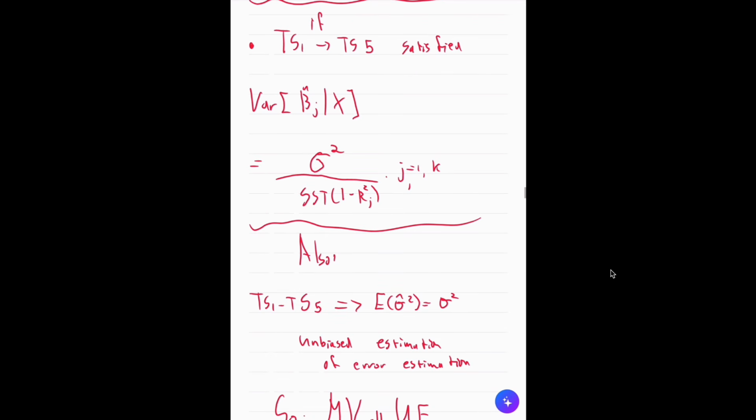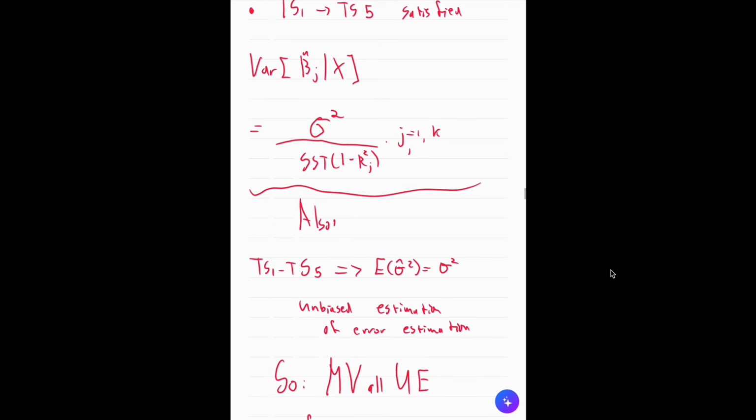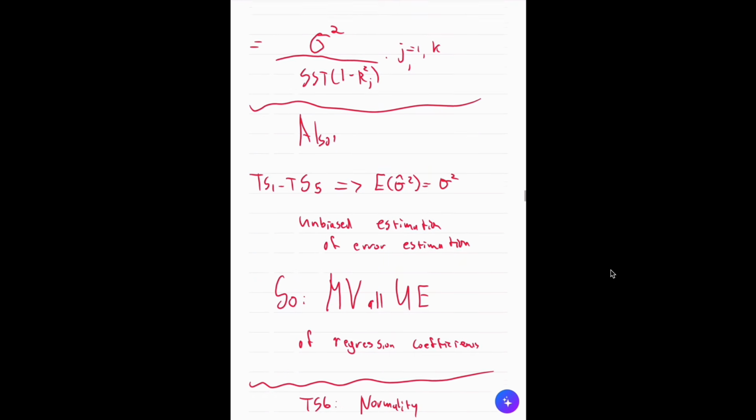Now, if we have the first to the fifth assumption satisfied, then we know that the variance of our beta coefficients, the expected value given x, is equal to this whole thing: sigma squared over SST times 1 minus r squared of j, for j equals 1 to k. I didn't add the interpretation here because even the slides seem to admit that it's pretty confusing. So I won't get into that, but maybe it's useful for you to have in front of you. I didn't take the time to understand what exactly it means.